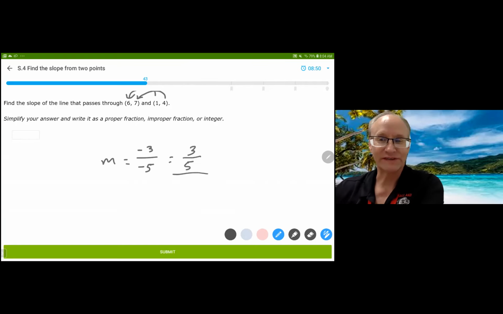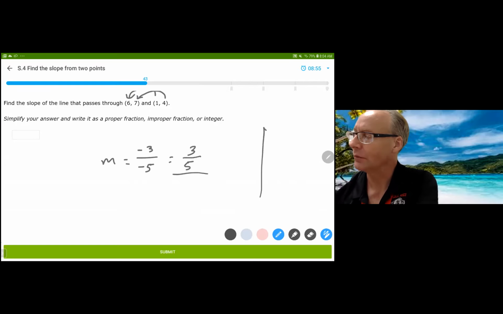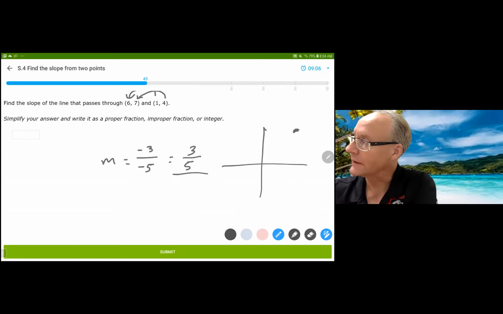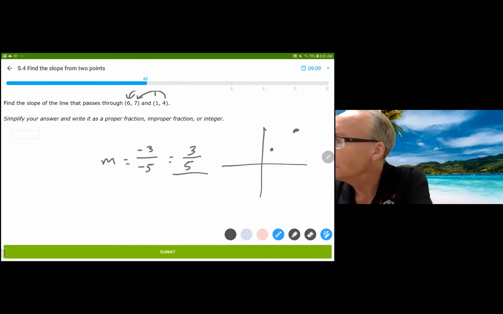And I guess I'm going to show you something just really quick. Hopefully you can visualize a 3 over 5 slope. That means that going from 6, 7 to 1, 4. 6, 7 is located about there, and 1, 4 is located about here. Oh, I see, I didn't go up high enough there, that's the problem. Okay, so if this is 6, 7, there's 1, 4.